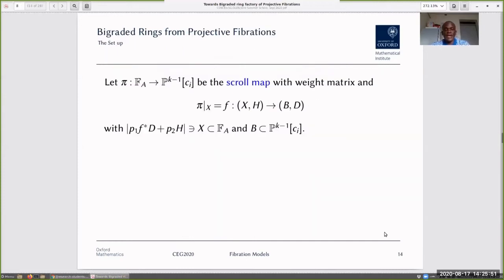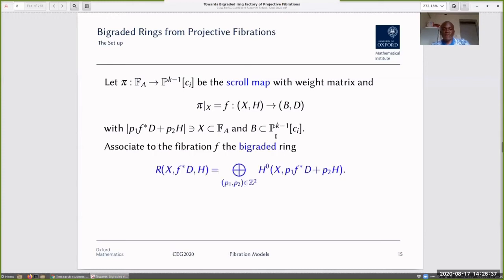We shall call the map pi we saw earlier the scroll map, and we restrict this map to X, some subvariety, or a linear section of P1, P2. In this case, I call L and M the pullbacks. So I slightly change the basis of the Picard group to be the pullback of a line bundle on the base and an ample line bundle on X, which is also ample on the fibers. So that is our X, and then B is a subvariety of the base.